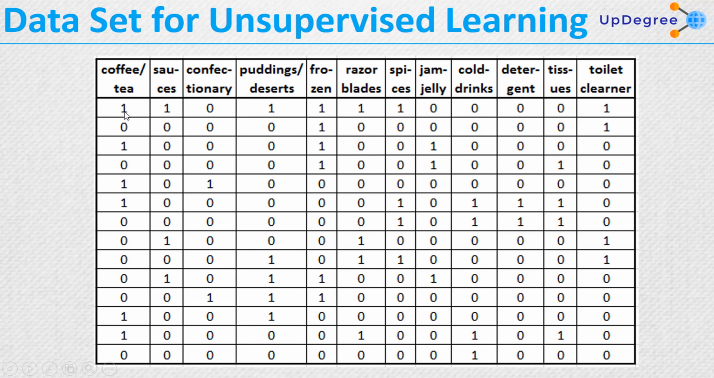So 1 does not denote that one piece of that material has been purchased. It is not like that. It denotes that coffee and tea has occurred in the respective invoice in the first case. In the second case, coffee and tea has not been purchased. So this dataset is filled with zeros and ones, which indicate which items have occurred in which invoice and which items have not occurred.